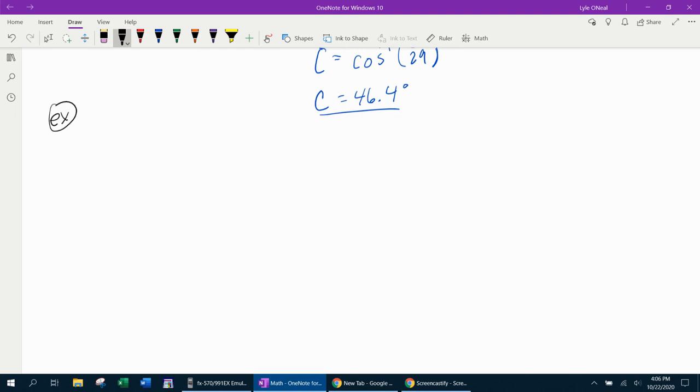So the word problem says the distance from home plate to the fence in dead center field is 400 feet. So what we know is that a baseball diamond is in the shape of a square. Okay, so this would be home. This would be second. And then if I draw a line from home plate through second base all the way out to the fence, then that would be dead center field.